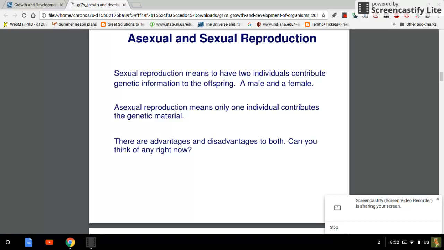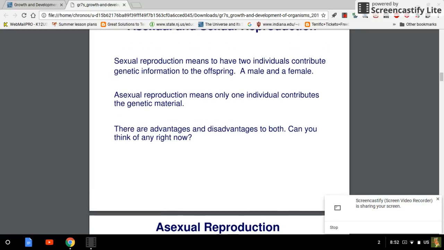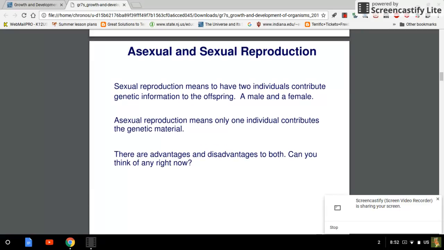So what are some advantages and disadvantages? Think about that. Write down what you think. So some things you might write. For asexual reproduction, an advantage is that they don't have to find a mate. In sexual reproduction, an advantage would be that the offspring is a combination of both the parents, which genetically is actually better because clones aren't always the best situation.